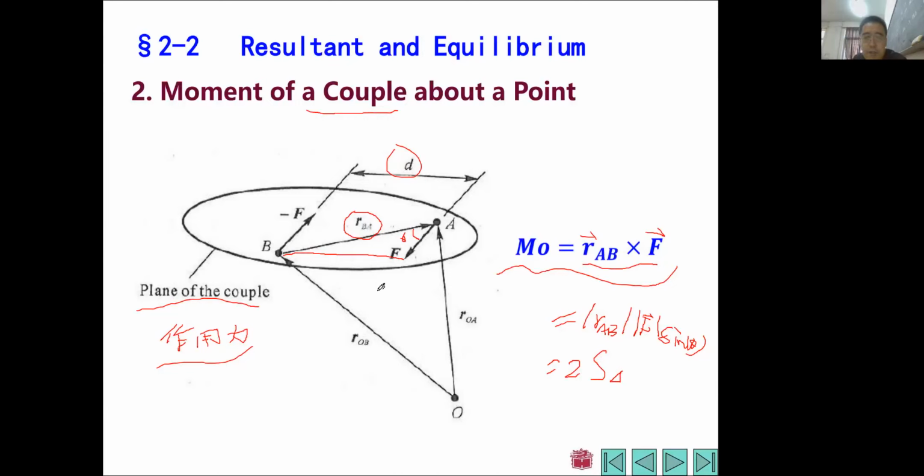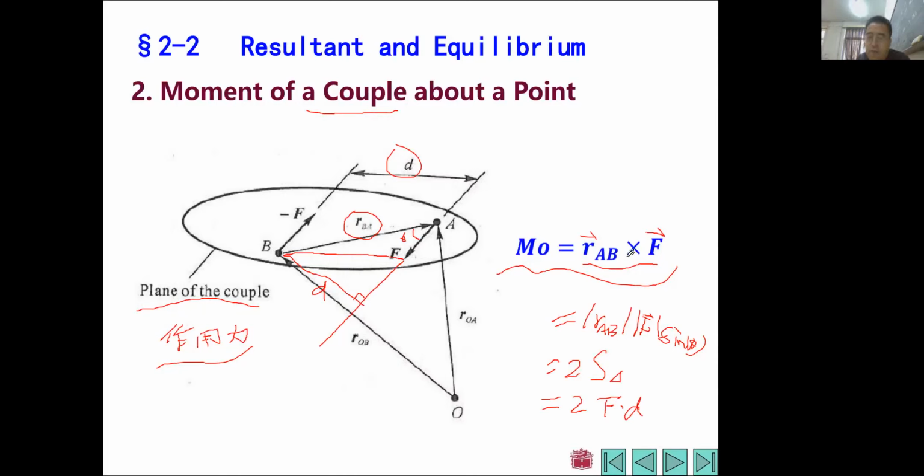You know? So if we try to find the area of this triangle, we only need to know its D. So that means we should draw a perpendicular line from B to this action line. So this length will equal D. So actually, we can find 2 times the area of this triangle equals 2 times F times D, right?